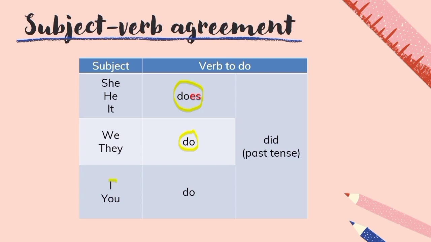Remember, I and you are special. So even though they are singular, we still use do. Okay? Now, if we use past tense, all the verb to do must change to did.